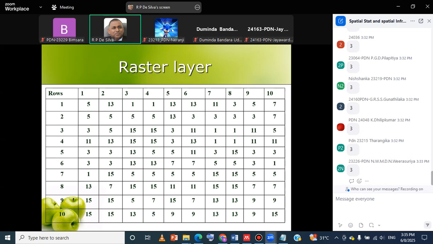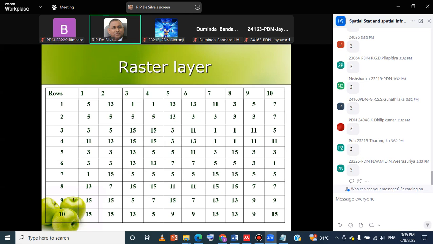First, you have the row number and column number: 1, 2, 3, 4, 5, 6, 7, 8, 9, 10. So it is a 10 by 10 area. Your area is 10 by 10 cells, 100 cells, right? So you want to put the pipeline. And there are different numbers.